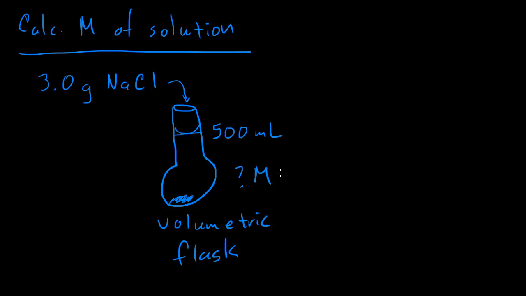To figure that out, let's go back to our definition of molarity. I need the number of moles of solute. So what is my solute? Well, I'm adding sodium chloride, that's the minor component. I've got lots of water, so that's our major component. So the solute is NaCl. So I need to figure out how many moles of NaCl I have. Then I'm going to divide this by the total liters of solution.